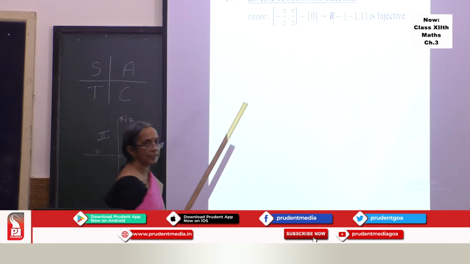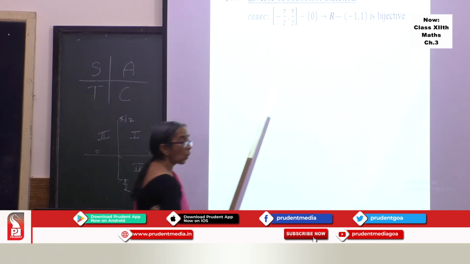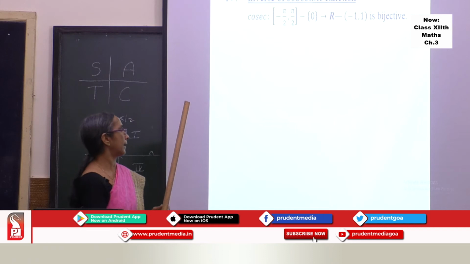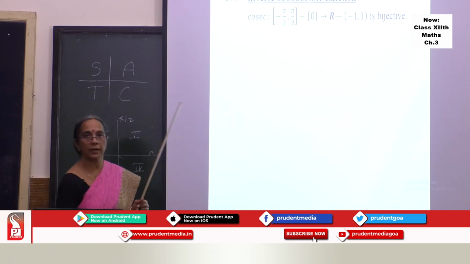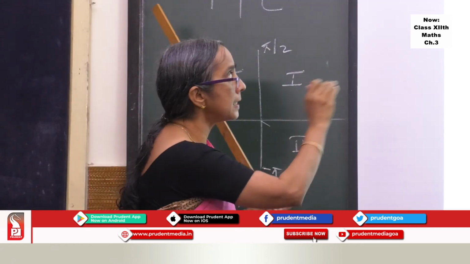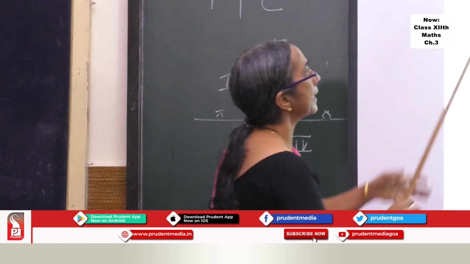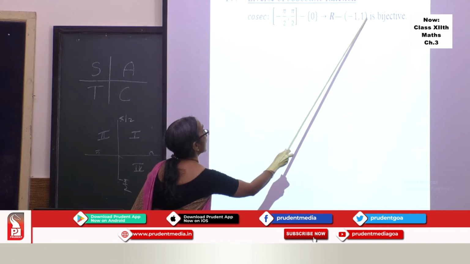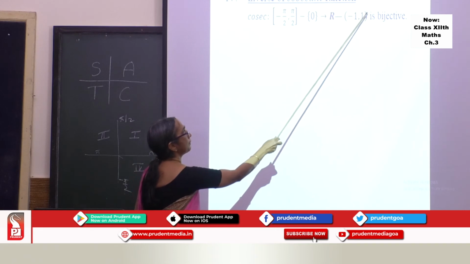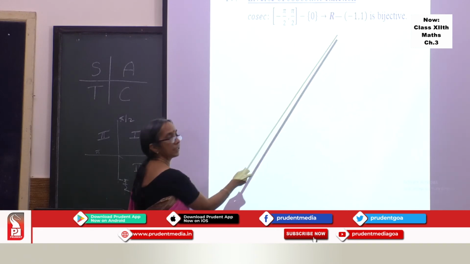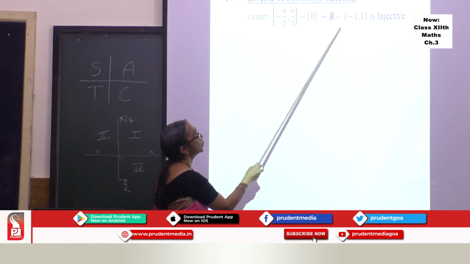And the range is different. Range is R minus open interval minus 1, 1. What do you mean by that? From the set of real numbers, remove that interval minus 1, 1. That means it can be any real number greater than or equal to 1. We are not removing 1 because it is open. Only the open interval we are removing. So, x can be greater than or equal to 1.